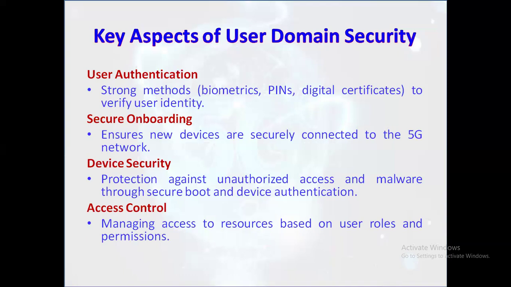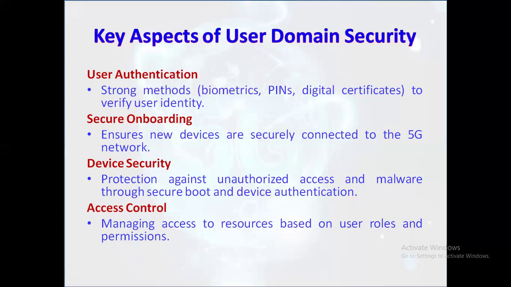First, user authentication. User authentication is one of the primary security measures in 5G, designed to ensure that users are properly identified before being granted access to the network. Strong authentication methods such as biometrics. So we are doing it on our mobile phone, no? Biometrics like fingerprint, facial recognition, pins or digital certificates are employed to confirm the identity of the user. These methods help prevent unauthorized users from gaining access to sensitive network services and resources.